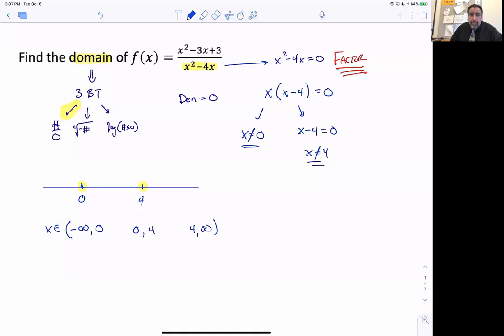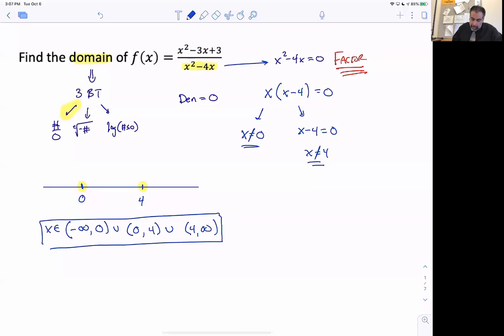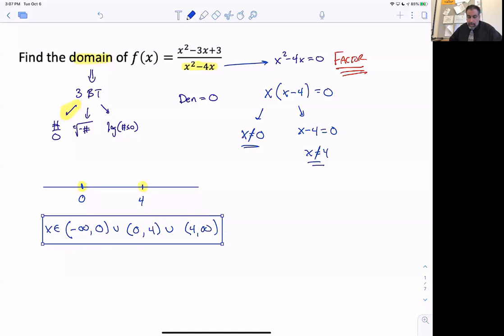Infinities always get parentheses, and because these guys make a 0 in the denominator, the 4 and the 0, those guys are going to get kicked out of the domain. So our final answer here using interval notation is negative infinity to 0, 0 to 4, and 4 to infinity. So that is the domain. So again, take-home message is this. If you're finding the domain of a rational function, set the denominator equal to 0, and then kick out the values that make it equal to 0. Let's look at another example.